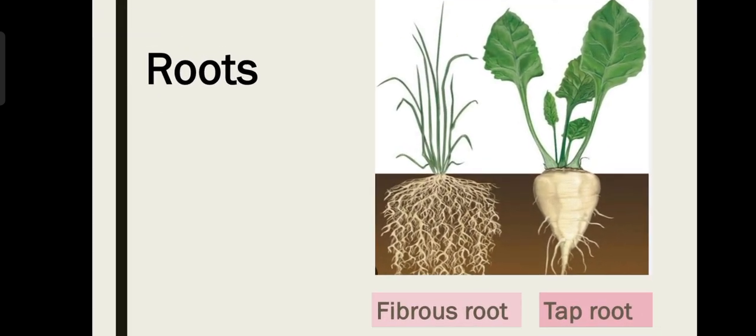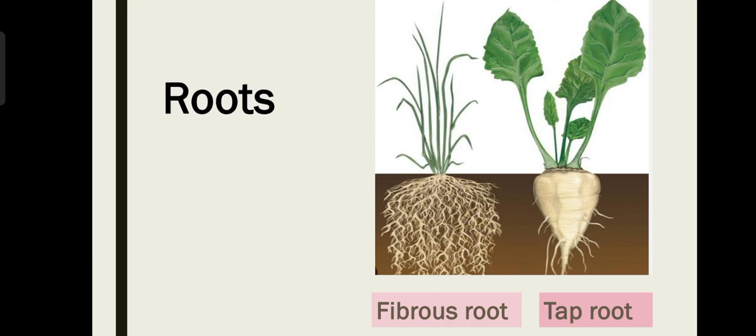Root, the part of the plant that grows under the soil and supports the plant. There are two main types of roots: fibrous root and tap root. Fibrous roots are found in monocotyledonous plants, and tap roots are found in dicotyledonous plants.